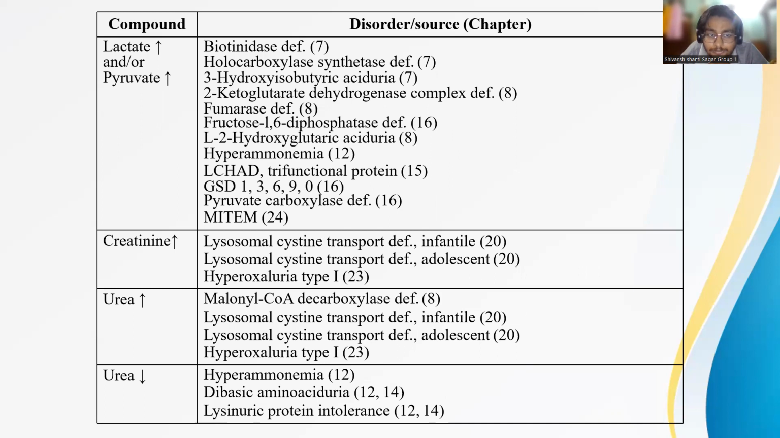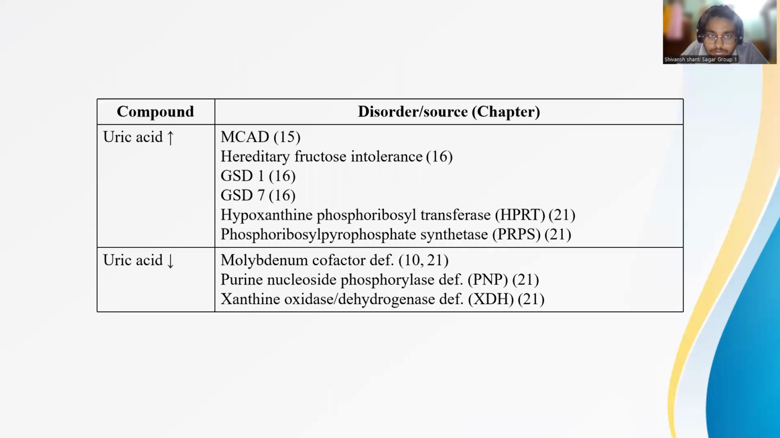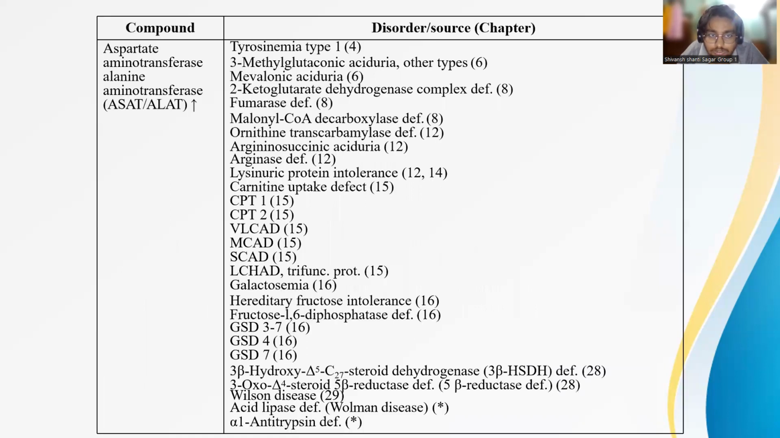We have creatinine related to their sources. We have urea when it's increased and when it's decreased. Hyper or hypo. Uric acid in hyper cases and hypo cases, which are related to these cases.